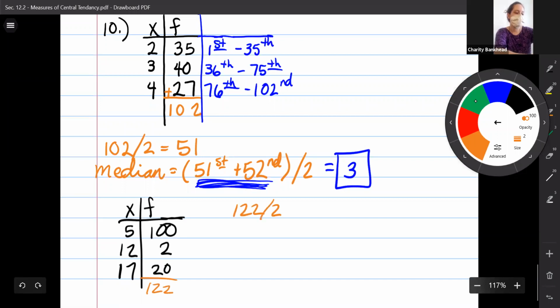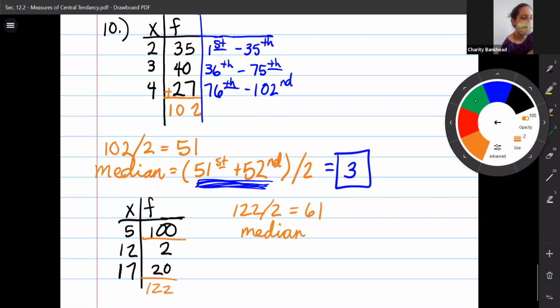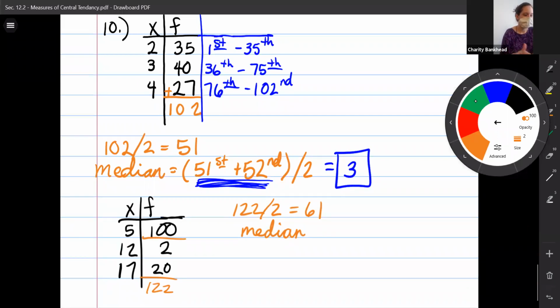If you did 122 divided by 2, it would be 61. So your median would equal the average of whatever is item number 61 and 62 on your list. If your frequency was 50 and 50, then it would probably be the average between 5 and 12. If you put it right on the line, that makes it a little bit trickier. You have to make sure you're doing it right.